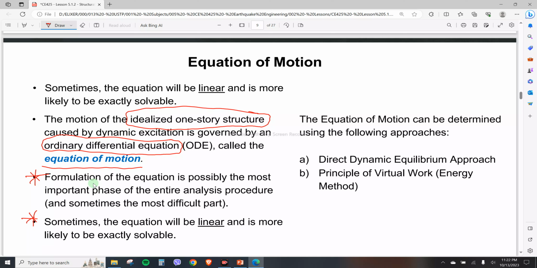So the equation of motion can be determined using the following approaches. We have the first one, the direct dynamic equilibrium approach. And then the second one, we have the principle of virtual work or energy method. So we'll discuss this one in our next video.